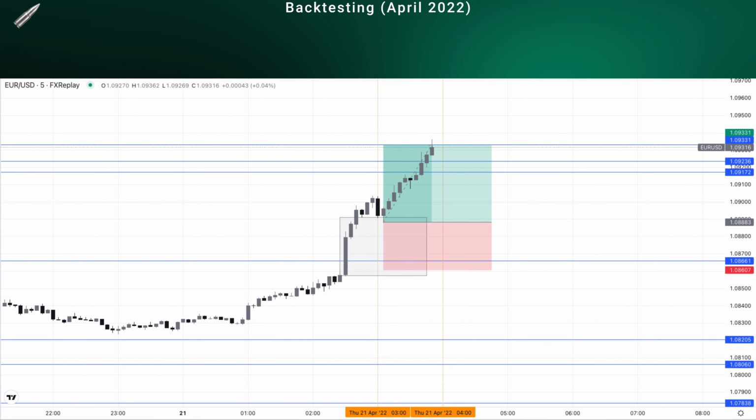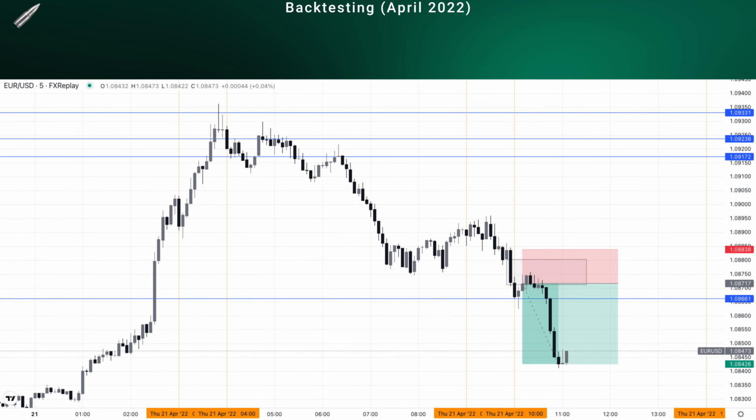Here we have another example on Thursday, 21st of April 2022 at 3 a.m. in the morning. So right after 3 a.m. the price has tapped back into this fair value gap that formed just earlier, and then it started going higher and higher. And those were all examples in which we were buying. Let's see an example in which, for example, we are selling.